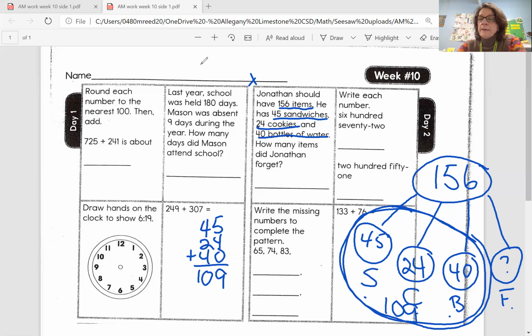Okay, big deep breath. I still have to figure out what he forgot. So now I've got this 2-part number bond. I know my whole is 156. I know the big ginormous part here where I added those 3 parts is 109.